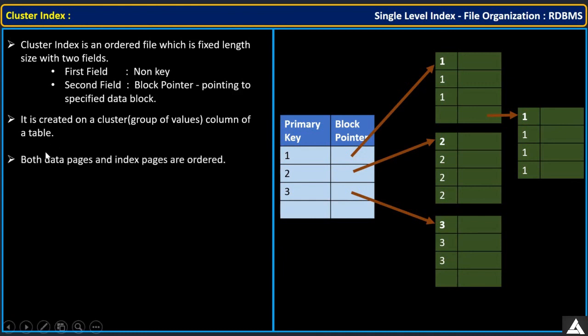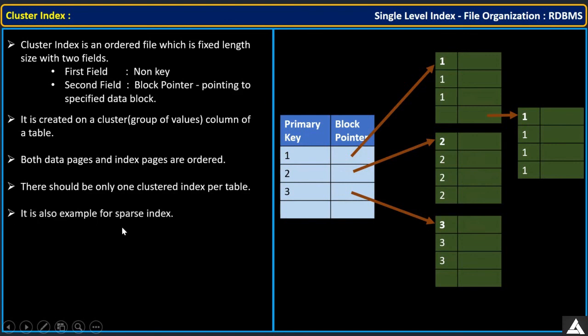Both data pages and, of course, index pages are ordered. The very important thing is the number of index records. However many index records we have here, that many clusters we are going to have. And of course, there should be only one clustered index per table. That is our discussion. And of course, this is also an example of the sparse index.